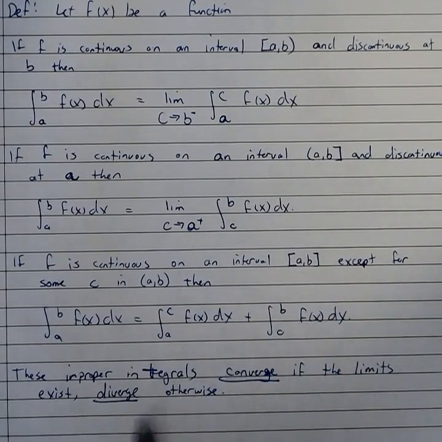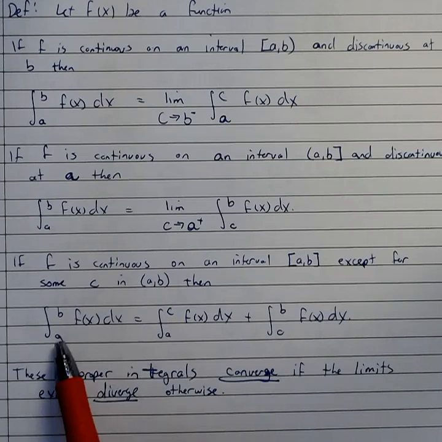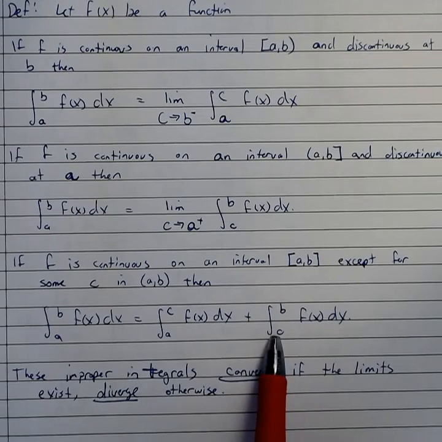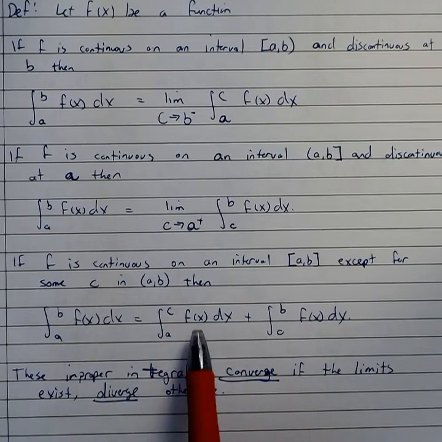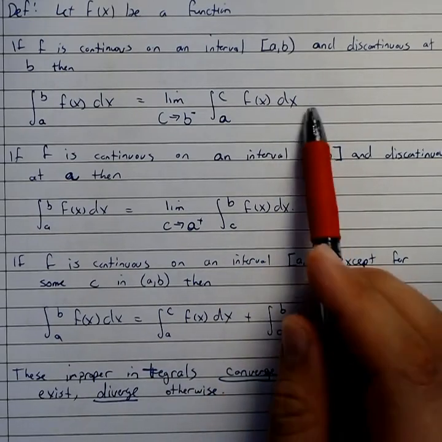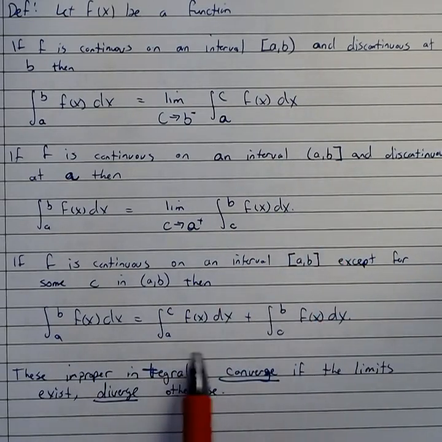Well, then what you're going to do is split the integral into two integrals, where the upper bound of one integral is the discontinuity. The lower bound of the second integral is, again, that same discontinuity. And then you're going to evaluate both of these as if they were either of the first two cases. So really, this is a combination of both of these.